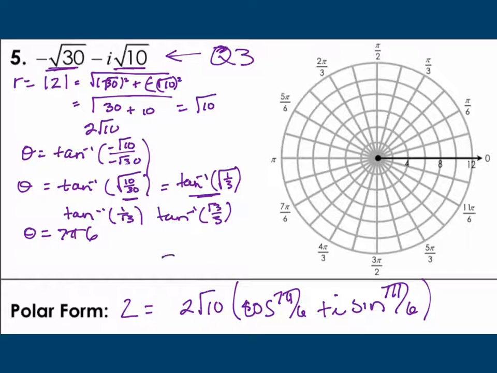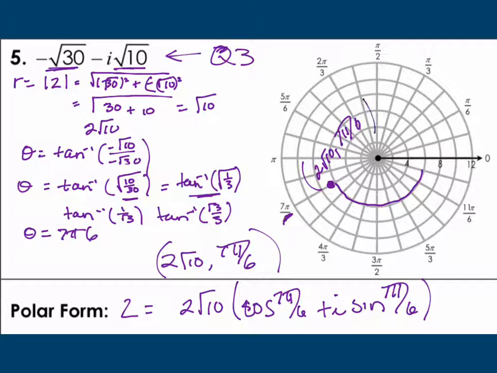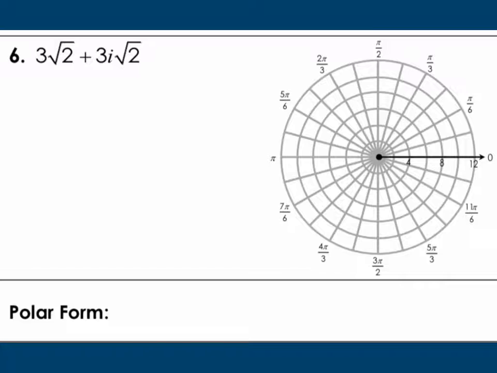Our coordinate is 2 square root of 10 and 7 pi over 6. So 2 square root of 10 is about 6.3. So we're going about 6.3 out from 7 pi over 6. So here's 7 pi over 6, and here's 6, so 6.3 would be pretty close to that. So we would put 2 square root of 10, 7 pi over 6 there. All right, let's do number 6.